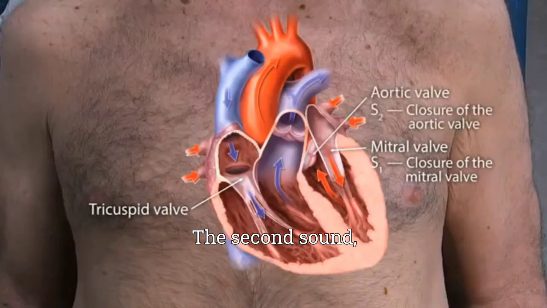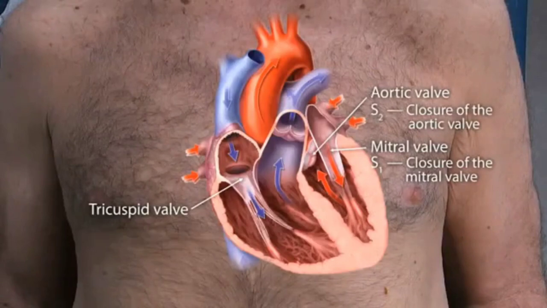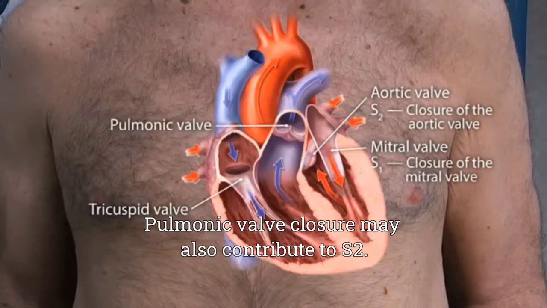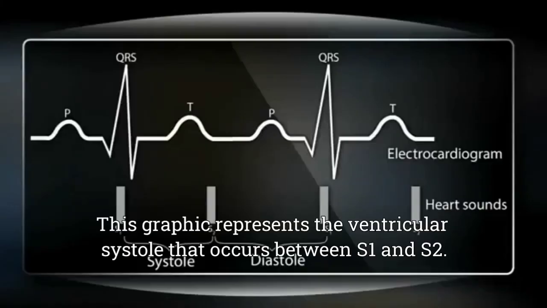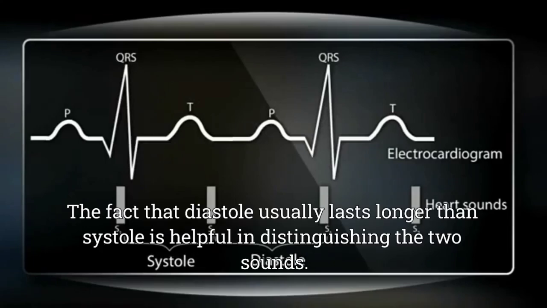The second sound, S2, arises from closure of the aortic valve. Pulmonic valve closure may also contribute to S2. This graphic represents the ventricular systole that occurs between S1 and S2. Ventricular diastole occurs between S2 and the next S1. The fact that diastole usually lasts longer than systole is helpful in distinguishing the two sounds.